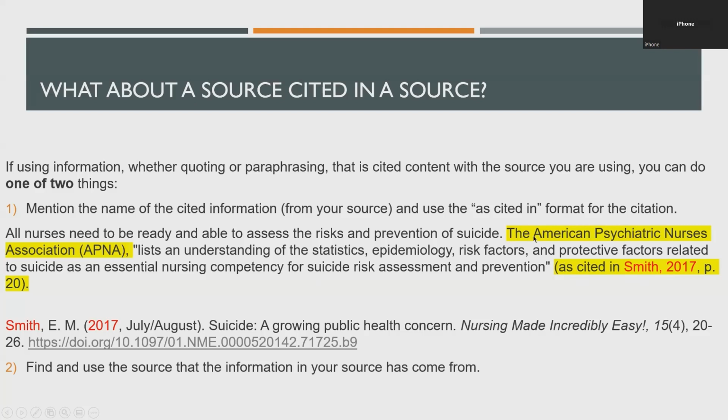So let me create kind of a different example here for you. Let's pretend this quote isn't from the American Psychiatric Nurses Association. Let's say it's from someone with the last name Jones. So I would just say, Jones states that, and I have my quote, and then as cited in Smith, because me, the person who wrote this, I didn't read Jones, I read Smith. So in my parenthetical citation here, I put the thing that I actually read, as cited in Smith. Smith was published in 2017. This quote was on page 20.